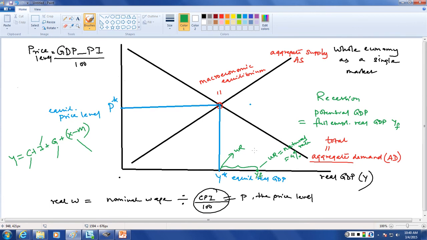Would it be bigger? Now, that is correct, but why would it be bigger? The unemployment rate at GDP Y star, the current equilibrium value, I argue, is going to be greater than 4%. Why is that? Because that's a smaller level of GDP, isn't it?